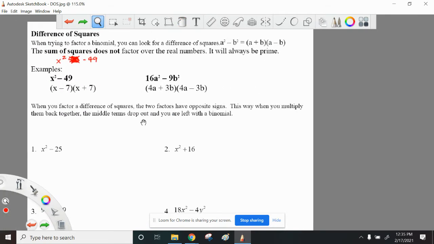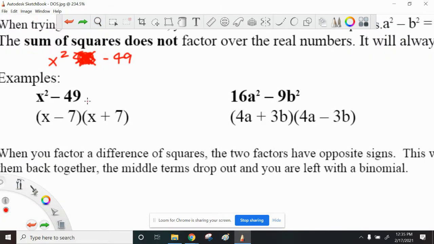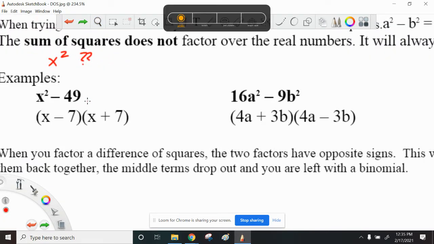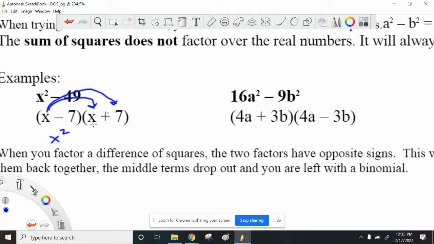So what ends up happening? Now, this is an example, and so the answers are provided to you. The answer is x minus 7 and x plus 7, and let's see why this answer works out. We get x times x, which makes x squared. We get x times 7, which makes 7x. Then we get negative 7 times x, which makes negative 7x. And then we get negative 7 times positive 7, which makes negative 49.